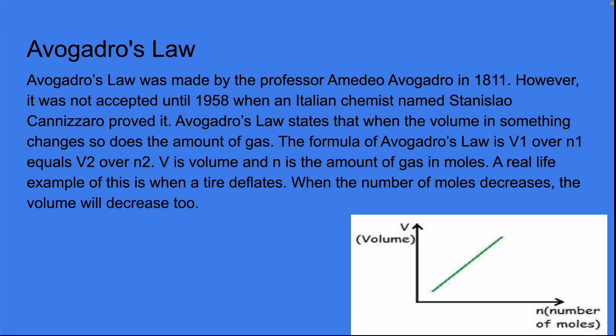V is volume and N is the amount of gas in moles. A real-life example of this is when a tire deflates. When the number of moles decreases, so does the volume.